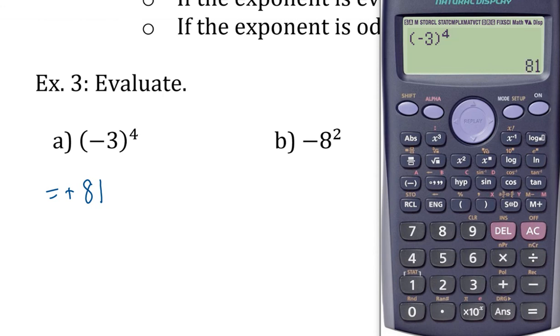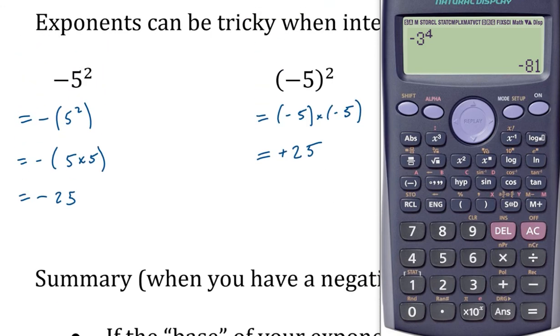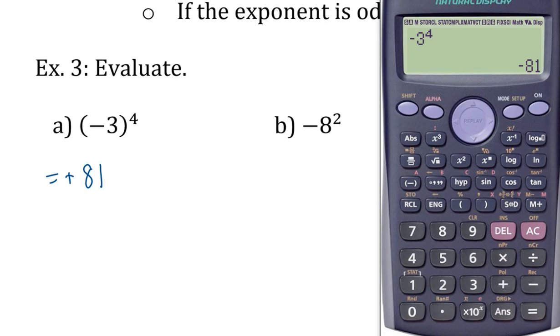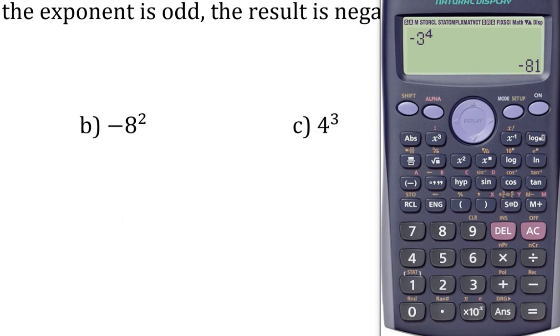It's positive 81. What if I didn't do it with brackets? What if I was lazy, or just didn't pay attention, or didn't realize that it was important, or I was rushing and I typed it in without the brackets? Well, look at that, we got the wrong answer. The reason is because I didn't include brackets. And without brackets, as we just learned above, the answer can be different when the exponent is even. So that's something you really do have to be careful about.